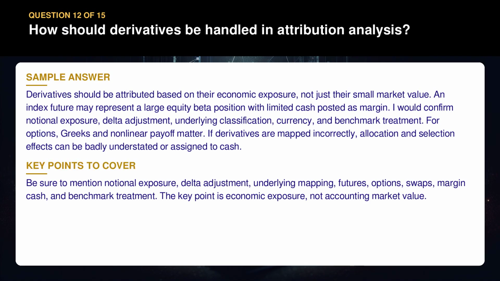Be sure to mention notional exposure, delta adjustment, underlying mapping, futures, options, swaps, margin cash, and benchmark treatment. The key point is economic exposure, not accounting market value.